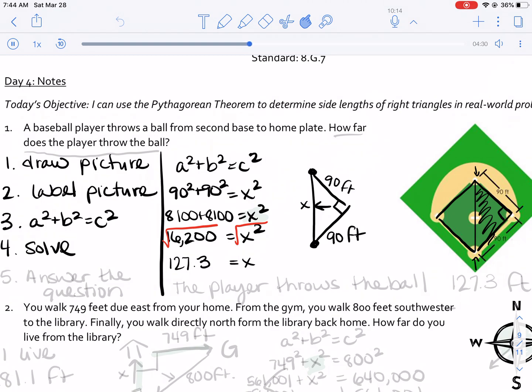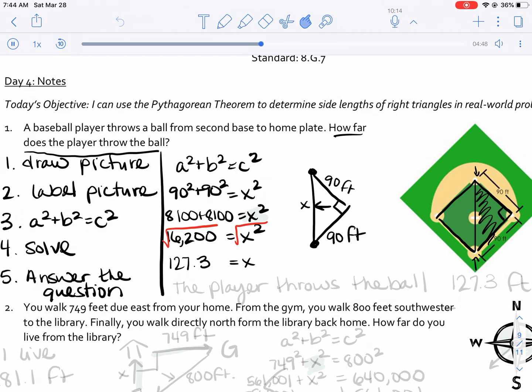So after we got that 127.3, we need to actually answer the question. So that's our fifth and last step. We're going to answer the question that was asked of us. Let's go back and look at what that question said. How far does the player throw the ball?